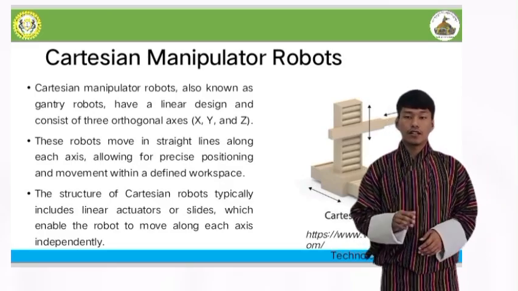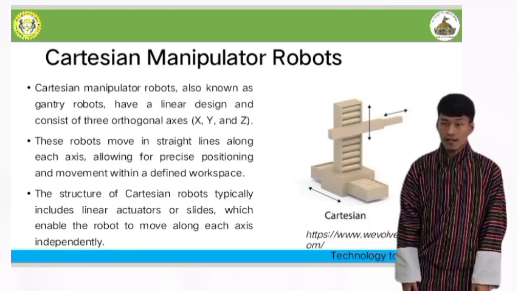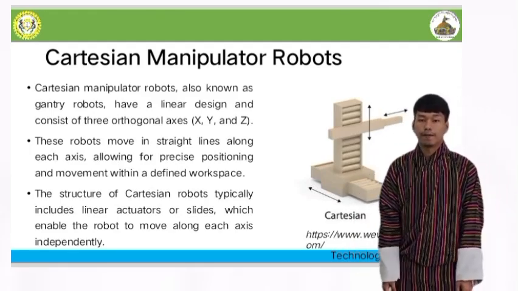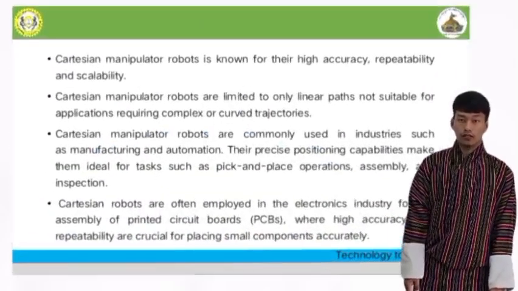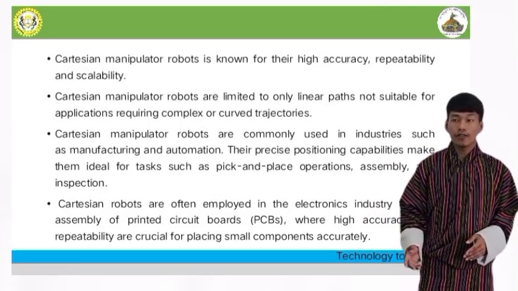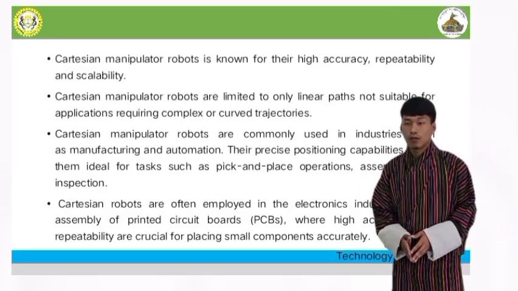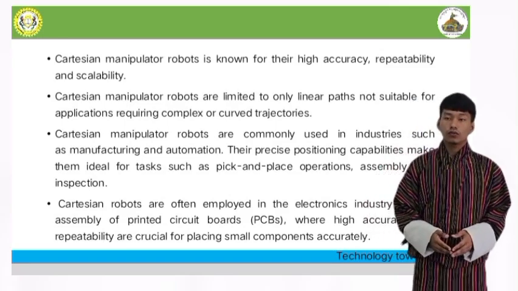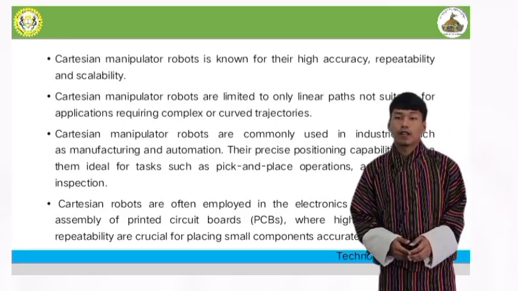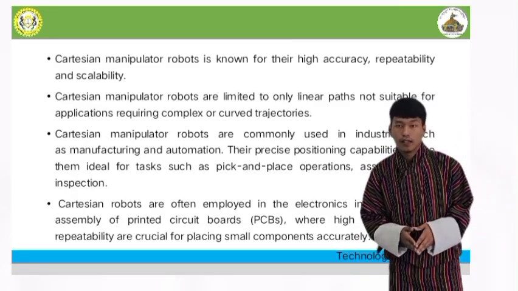The structure of Cartesian robots typically includes linear actuators or slides, which enable the robot to move along each axis independently. Cartesian manipulator robots are known for their high accuracy, repeatability, and scalability. They are limited to only linear paths, making them not suitable for applications requiring complex and curved trajectories.